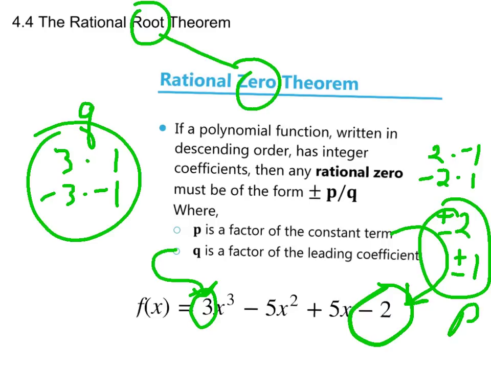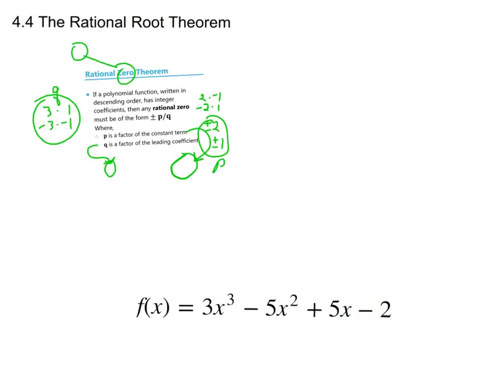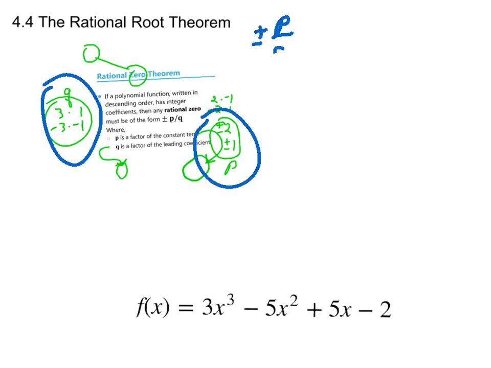Let's write them like fractions and see what we get. Okay, so let me make this smaller. And remember, these are your q's and these are your p's. So we got to write it in this format, plus or minus p over q. So that gives us our possible rational roots. What this theorem does for us is it limits, out of the infinitely many numbers there are out there, it's going to narrow it down to a few select possible rational roots that we can then plug in.